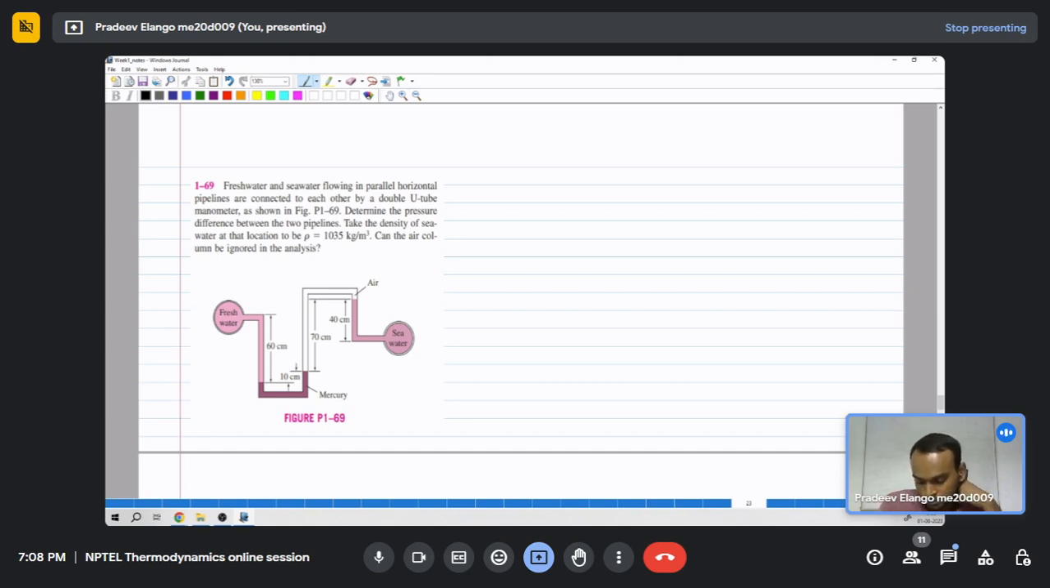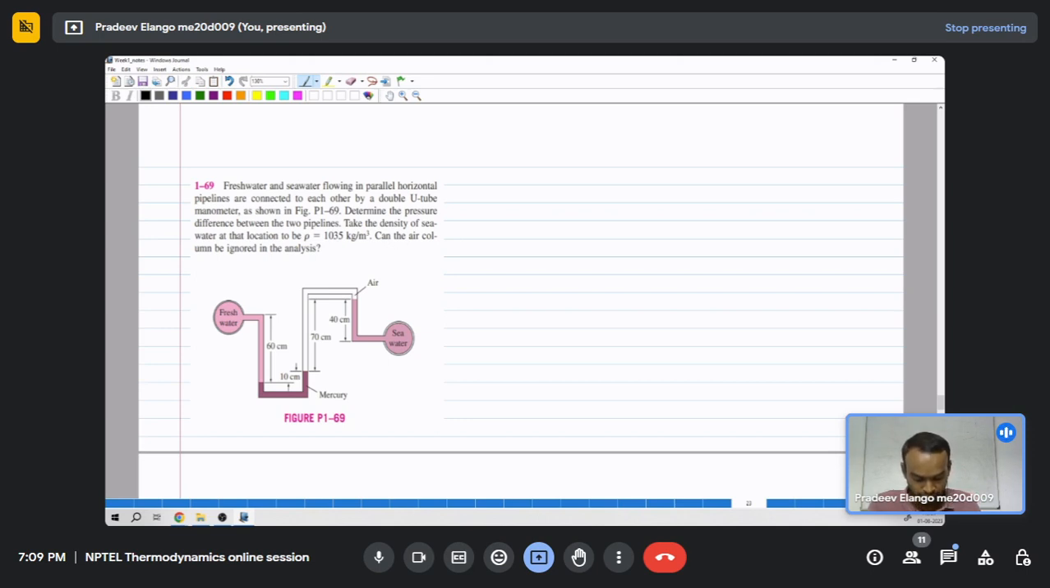Okay. Fresh water and sea water flowing in parallel horizontal pipes are connected to each other by a double U-tube manometer as shown in the figure. Determine the pressure difference between the two pipelines. Take the density of sea water at the location to be rho of 1035 kilogram per meter cube. Can the air column be ignored in the analysis? So, can the air column be ignored?